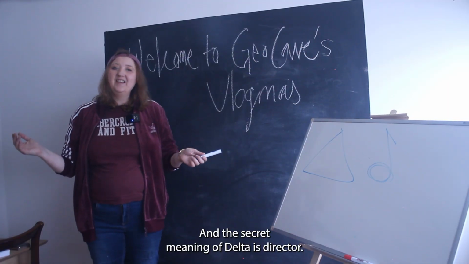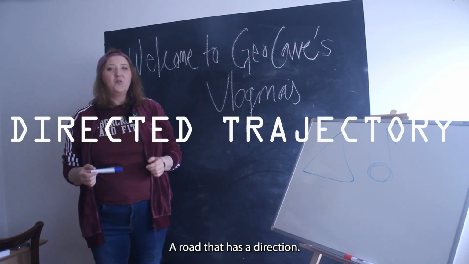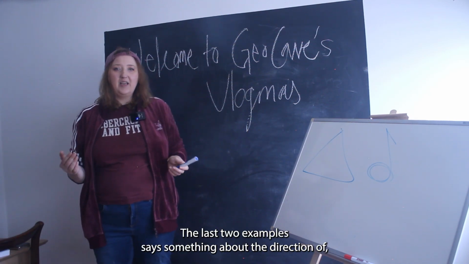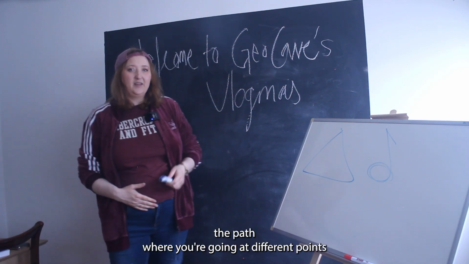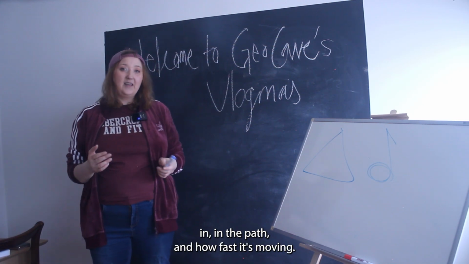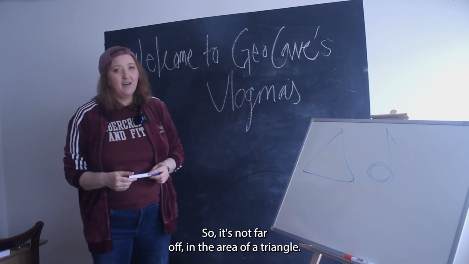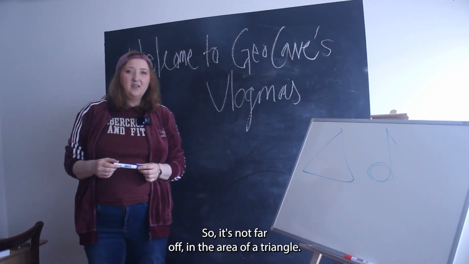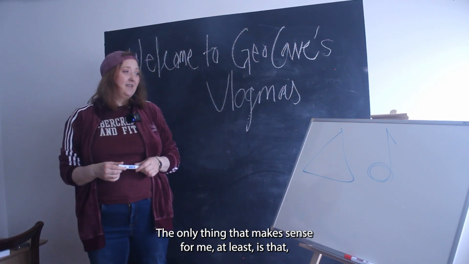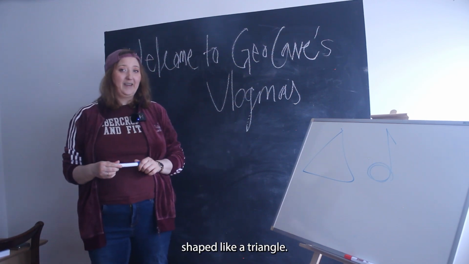And the secret meaning of delta is directed trajectory, a road that has a direction. The last two examples say something about the direction of the path, where you're going at different points in the path and how fast it's moving. So it's not far off. In the area of a triangle, the only thing that makes sense, for me at least, is that the big letter delta is shaped like a triangle.